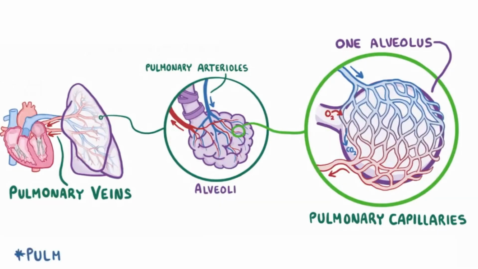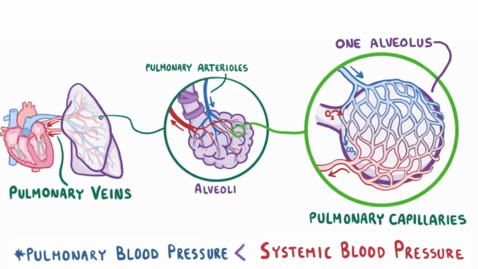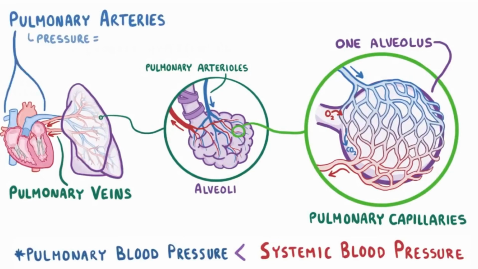The blood pressure in the pulmonary circulation is normally much lower than the systemic blood pressure. The normal pulmonary artery pressure is about 25 over 10 millimeters of mercury, with a mean arterial pressure of 15 millimeters of mercury.